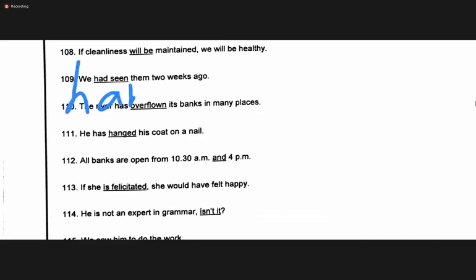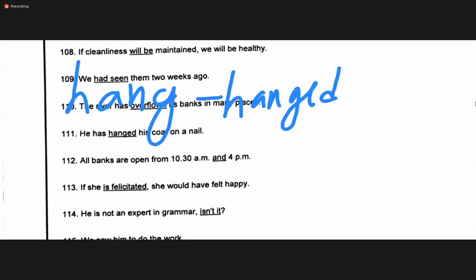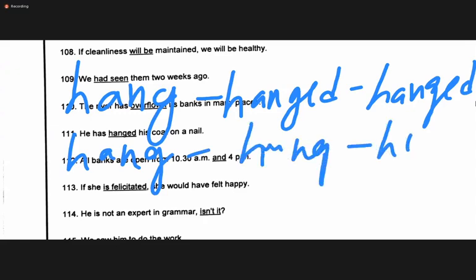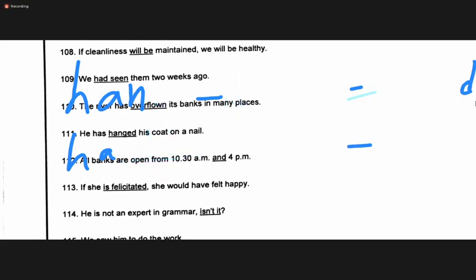Hung. Observe the hung, right? Very good. The verb hang has two conjugations. One is hang, hanged, hanged. If it is a person, we use this expression: hang, hanged, hanged. If it is a thing, don't use hanged. It is hang, hung, hung. That is why, as it is not a person, it is a thing, we use hung, not hanged. So, he has hung his coat on a nail.